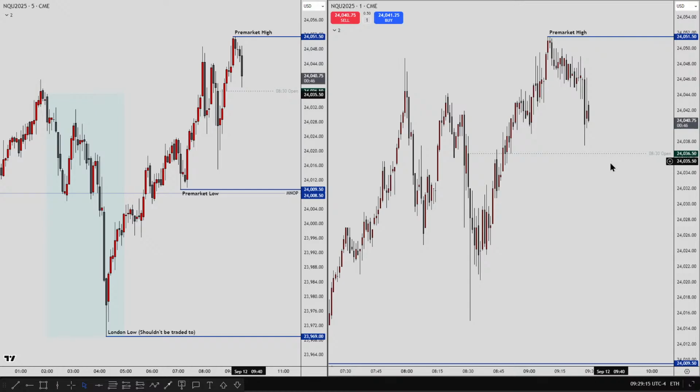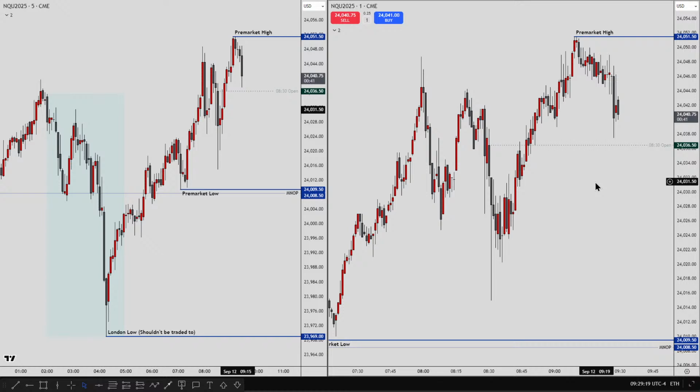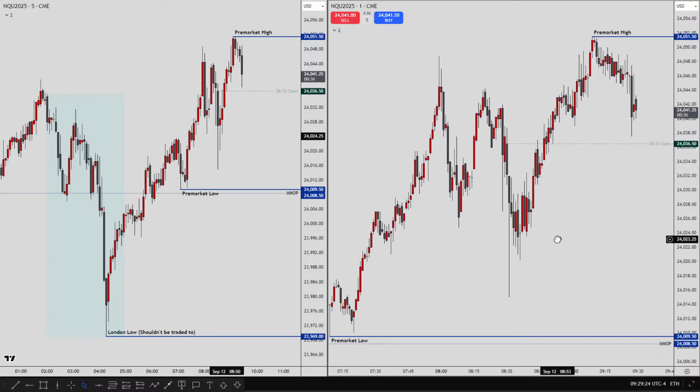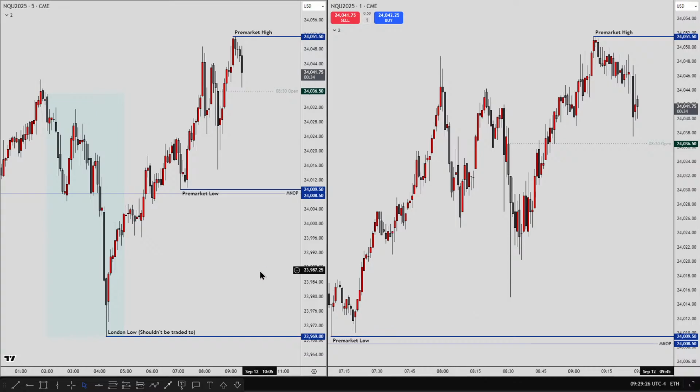Is the 8:30 open really important if we do not have news? I believe that you should have it on regardless. It's just going to be more significant when you have news. So yeah, I would say have it on.